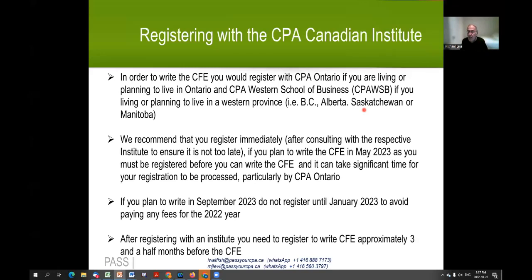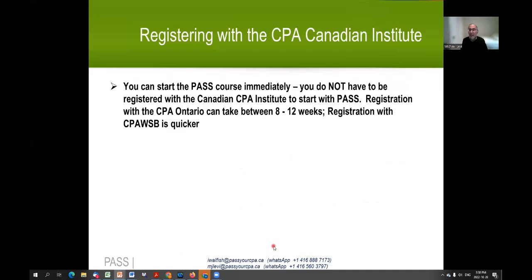After registering with an institute, you need to register to write the CFE about 3.5 months before the CFE. So for example, if you're writing in September, you typically wouldn't have to register until close to the end of May. That's why even if you only register with an institute in January, you should be fine. But if on the other hand you're planning to write in May, then the registration deadline is usually early February. That's why you'd want to start the registration process as soon as possible.